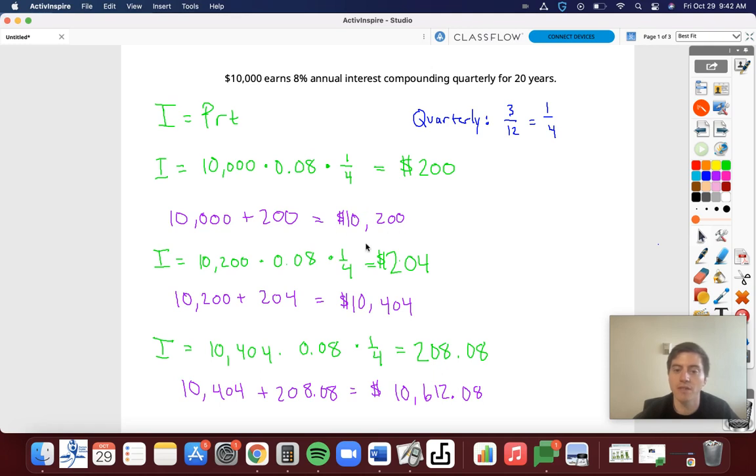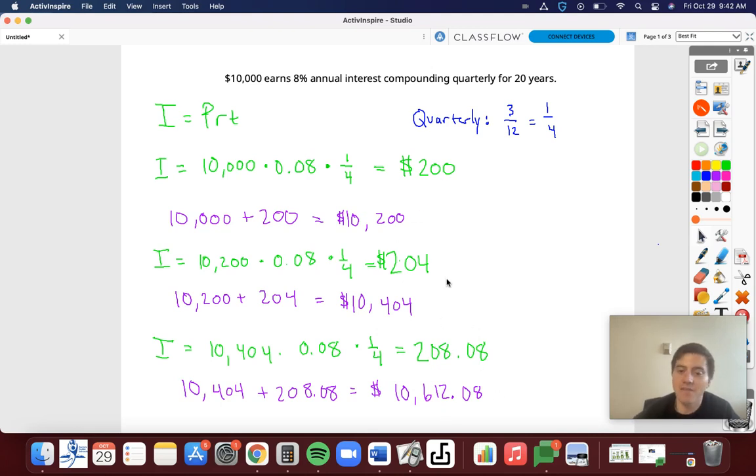Well, that's our new principal. That's how compounding works, right? We use the new principal for each compound. So we're going to take that and put it here and do the 8% for a quarter of a year. Again, that's 204, and we'll add that on. And now we'll have a new principal. And then we got the new principal times 8% quarter of a year. That's 208.08. Add that on. We have the new principal.